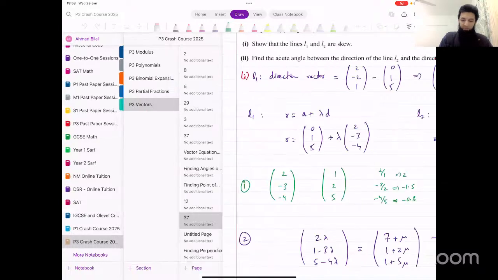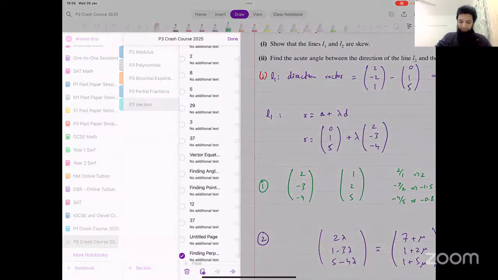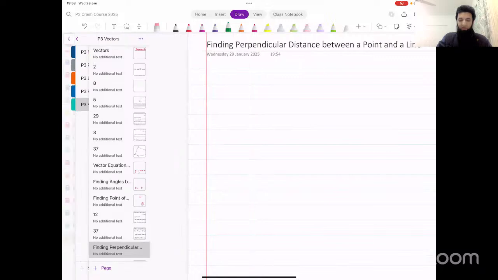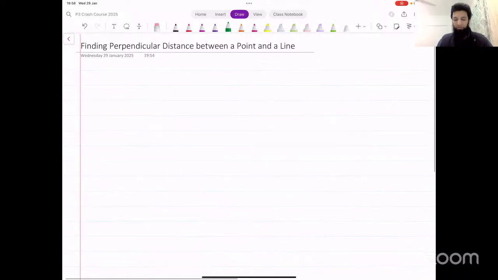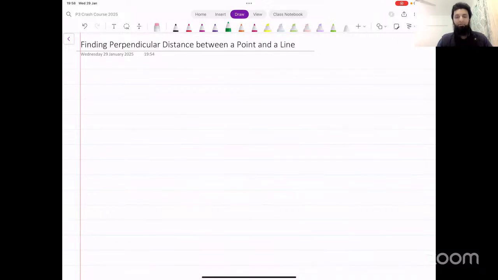Now, this is one major concept that we still have to do: finding perpendicular distance between a point and a line. And this is mostly the most confusing part that you have in vectors. A question that most people get wrong. It's not that complicated once you understand it, because the questions that you get on it are very repetitive. You have the same kind of question in almost every paper. So once you understand the method, you have to memorize each step in this process. Otherwise, you'll not be able to do it in the exam.